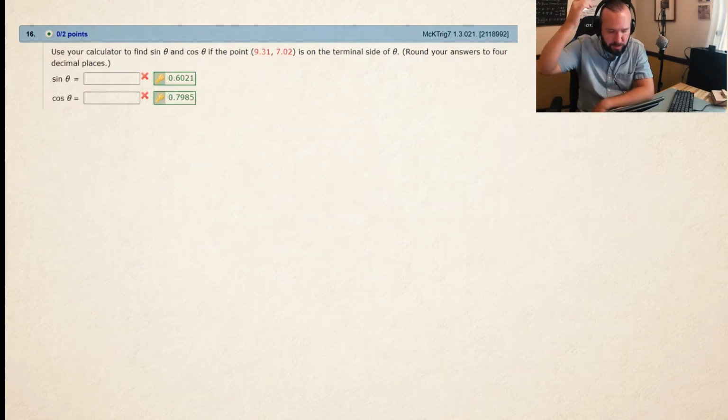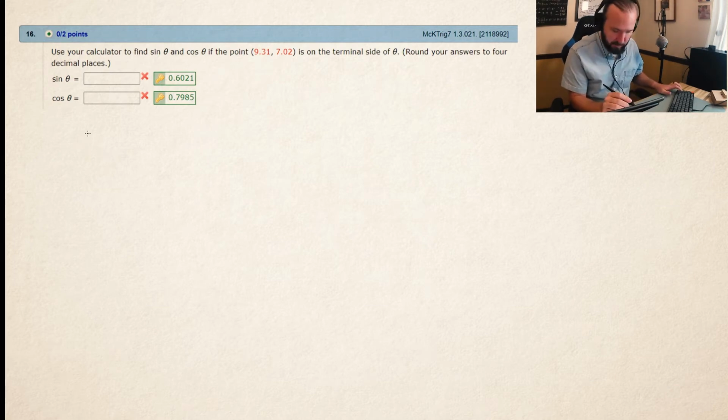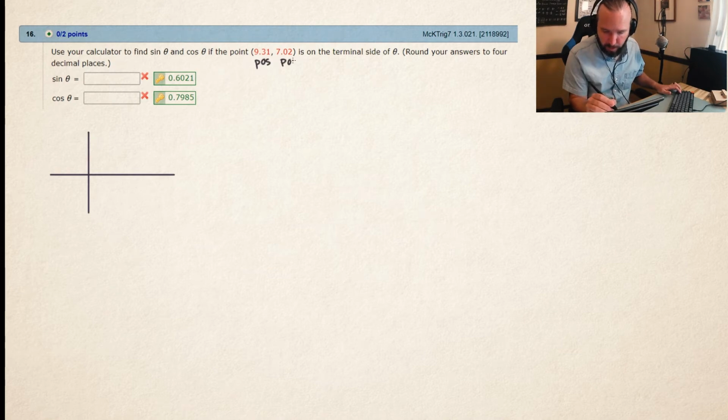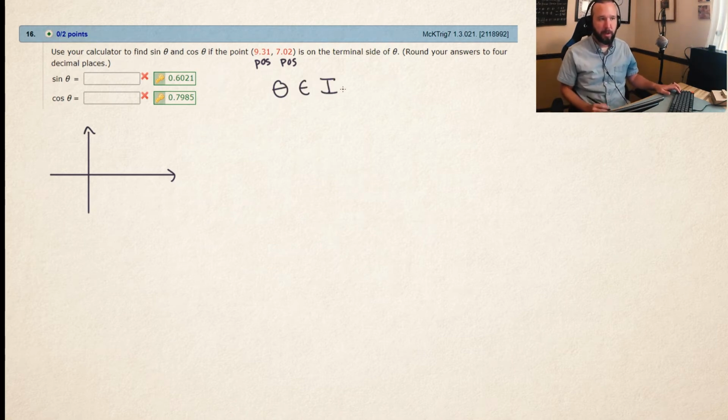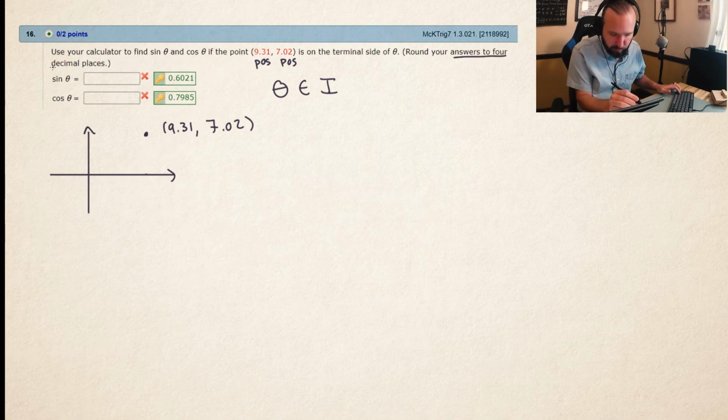Okay, I'm looking at question 16 here, and it's a calculator problem. They give us an angle, and since both the x and y are positive, that means I had to go right and up. So this must mean that theta is in quadrant 1. It's basically over 9 and then up 7 or so. So here's our point, 9.31, 7.02, and they ask us to round our answers to 4 decimal places.